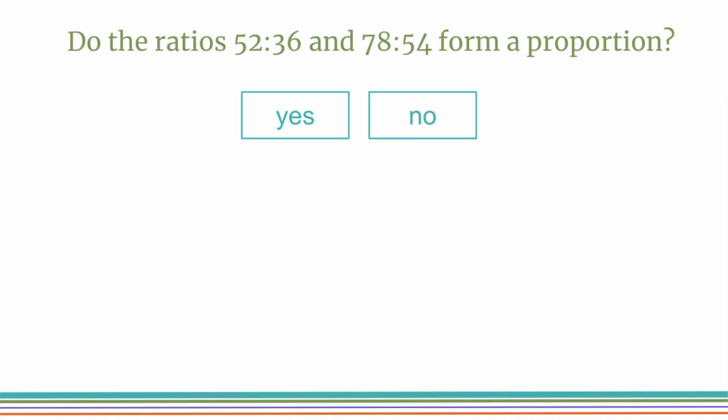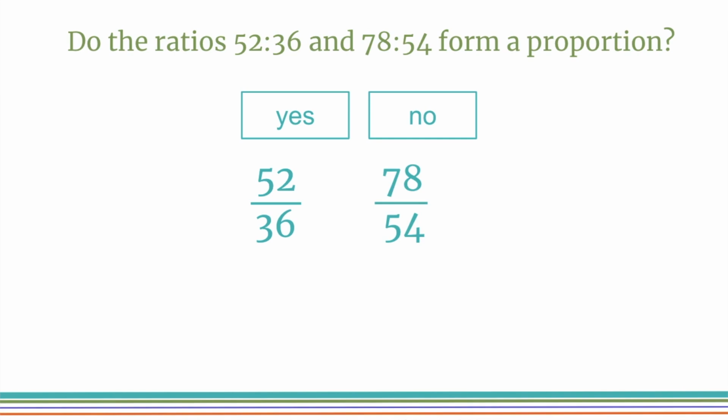Do the ratios 52 to 36 and 78 to 54 form a proportion? We'll write these ratios as fractions, simplify the fractions, and then check to see if they are equal to each other. 52 to 36 can be written as 52 over 36, and 78 to 54 can be written as 78 over 54. Now let's write them in their simplest forms and compare.